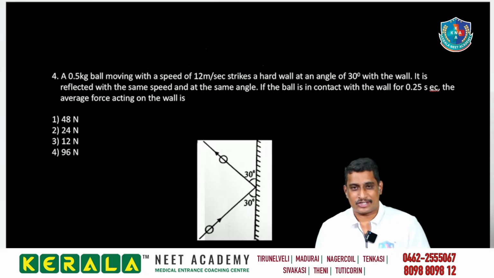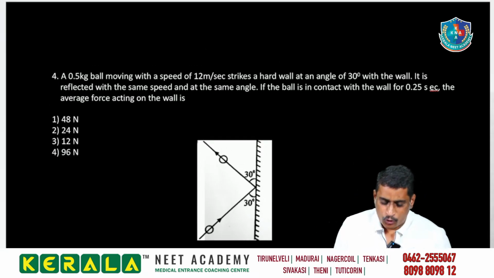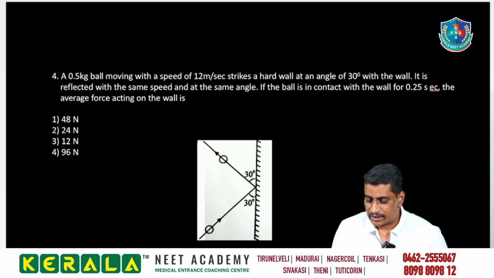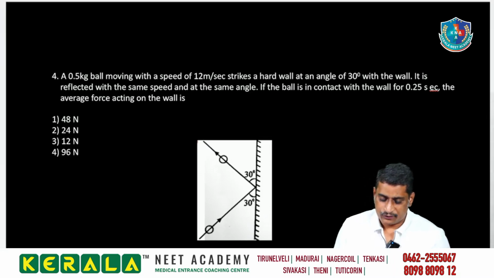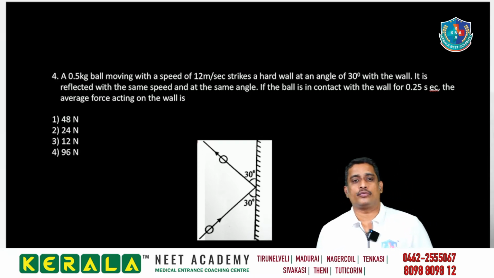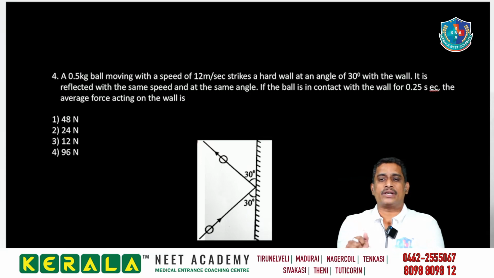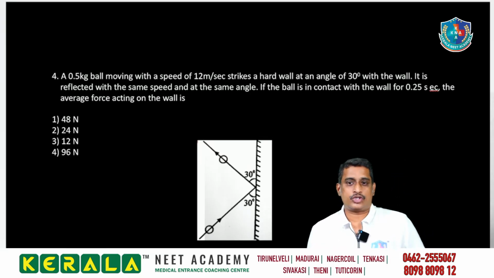Come to the next question. A 0.5 kg ball moving with a speed of 12 meters per second strikes a hard wall at an angle of 30 degrees with the wall. It is reflected with the same speed and at the same angle. If the ball is in contact with the wall for 0.25 seconds, they are asking us to find the average force acting on the wall.